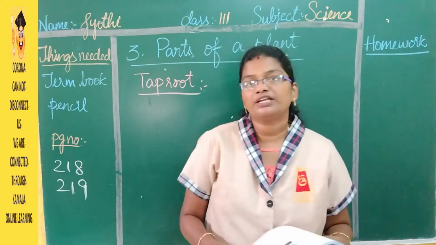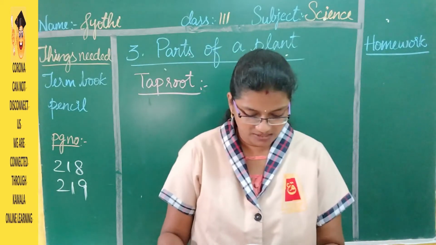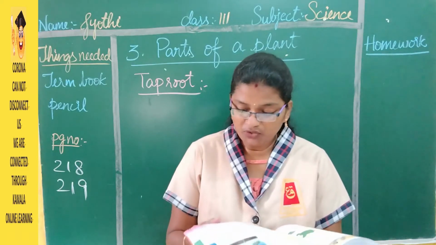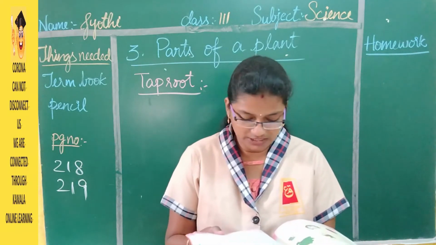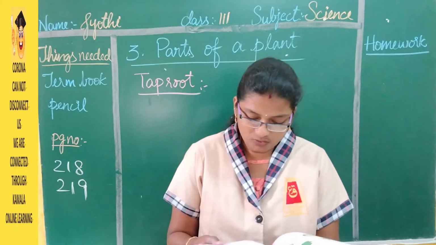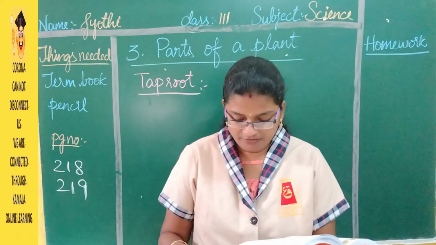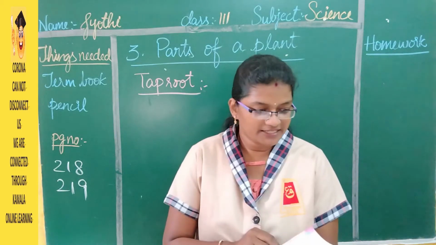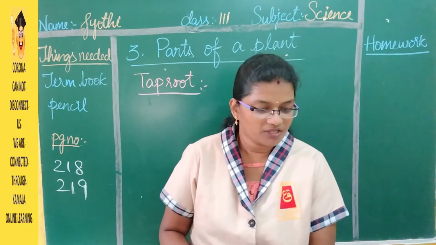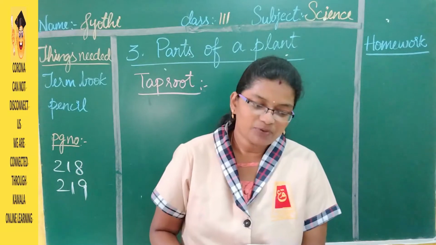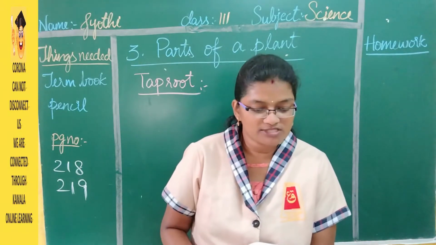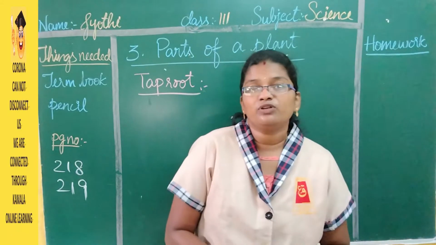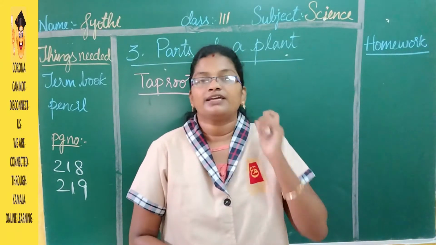Page number 217. In the taproot system, a large tapering main root grows vertically down in the soil. Other roots sprout laterally from it. Beetroot, carrot and turnip are examples of taproot. A few other examples of taproot are the plants of rose, mango, brinjal. So the main example of taproot is carrot.